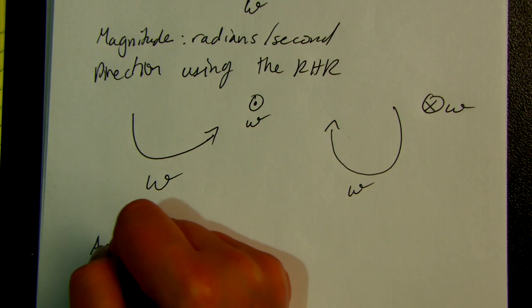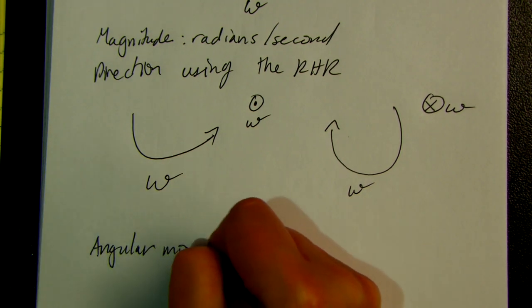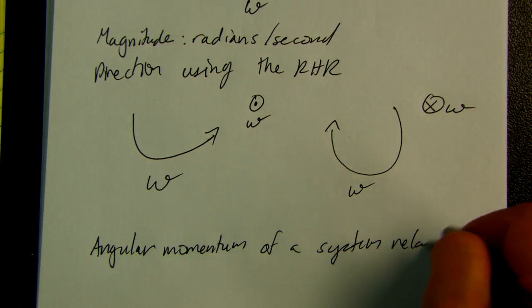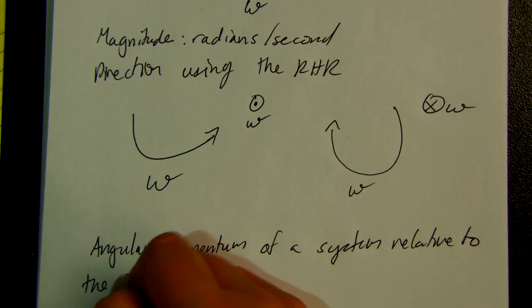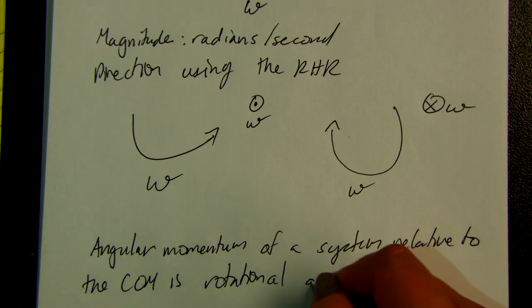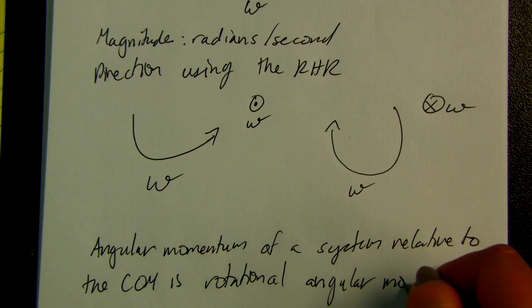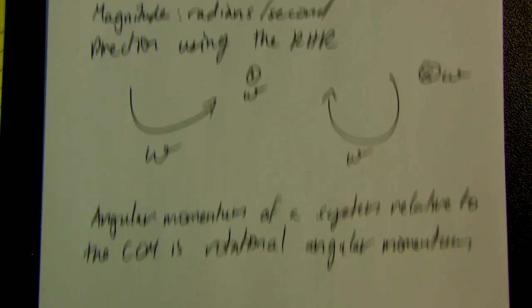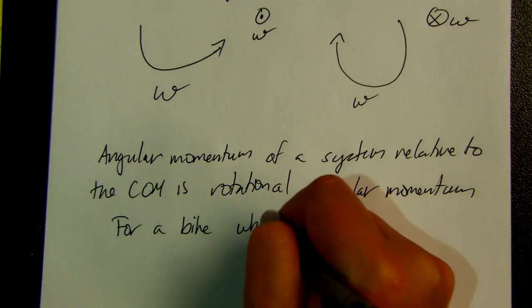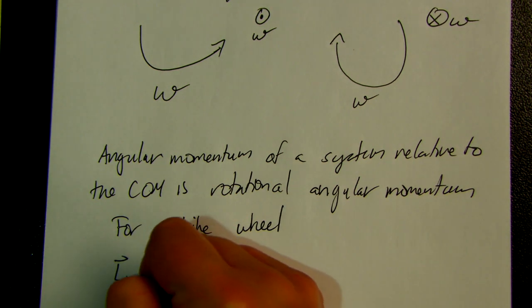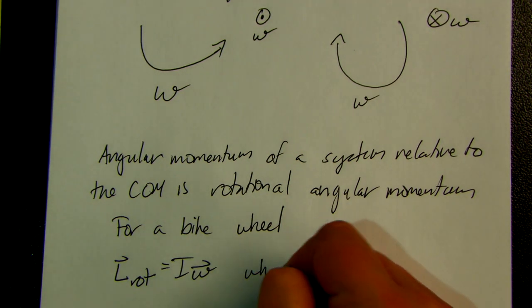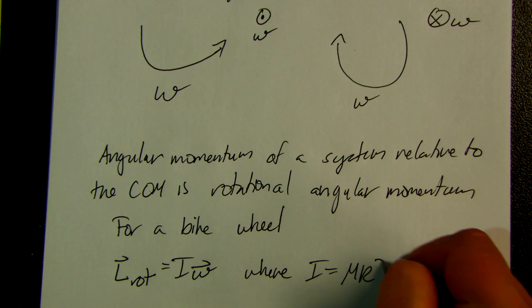All right, so the angular momentum of a system relative to the center of mass is rotational angular momentum, just like we saw with kinetic energy. So for a bike wheel, rotational angular momentum is equal to I omega, where I is equal to m r squared.